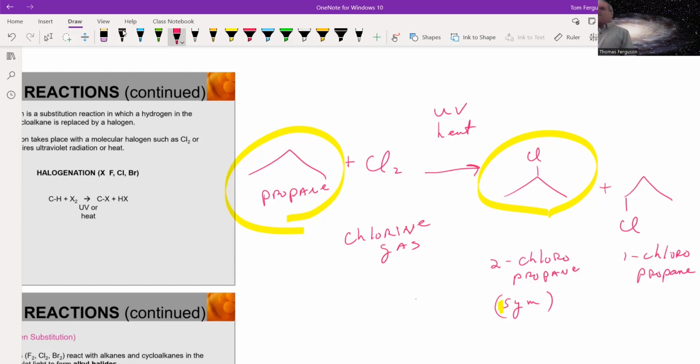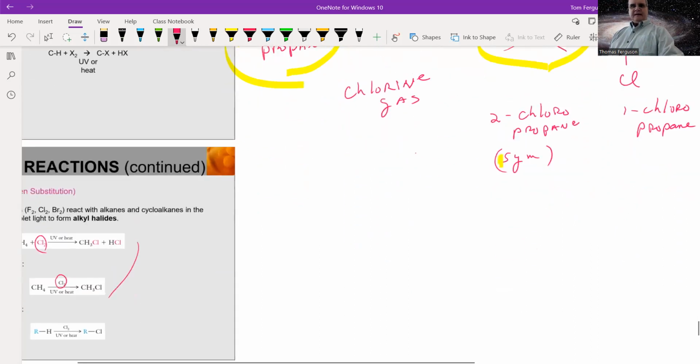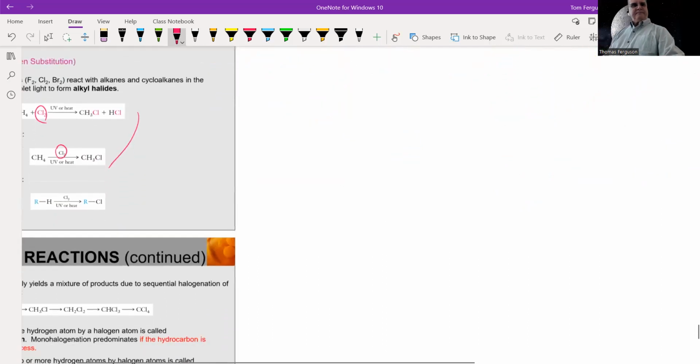Okay, does this make sense? First reaction. Now, hydrocarbons, I should say, alkanes are pretty stable. So there are very few reactions, only two. Okay, and the second one is going to be combustion. So let's take the same propane.